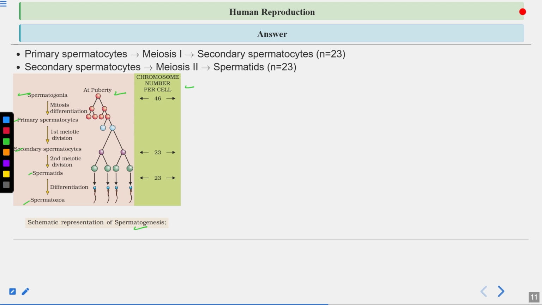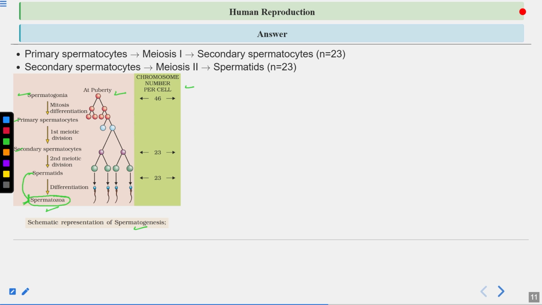Okay, this is clear. Now there are two terms, spermiogenesis and spermiation. Let's talk about spermiogenesis first. It is a process where spermatids transform into mature spermatozoa. And what is spermiation? Spermiation is the release of mature spermatozoa into the lumen of the seminiferous tubule.